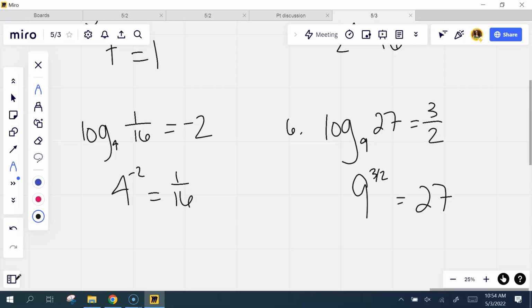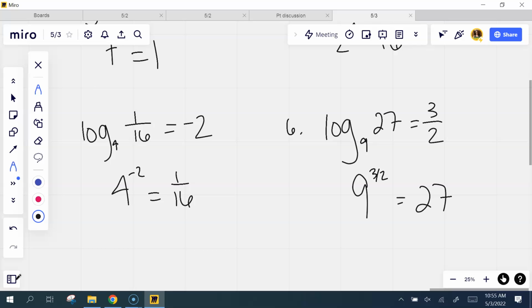Is that true? How do you know? How do you know, Aiden? 3 over 2 is the square root of 9 to the third power. That's exactly right. The square root of 9 is 3, and 3 cubed is 27. Everybody okay?